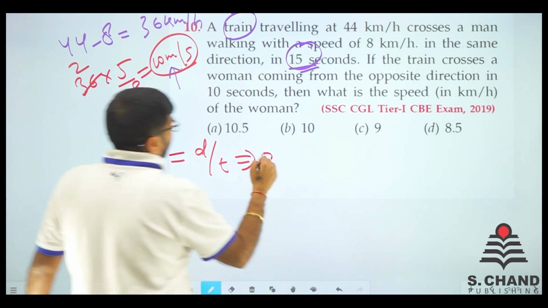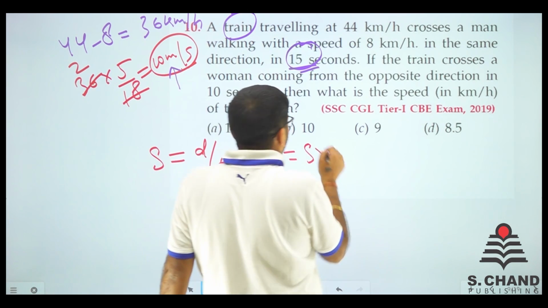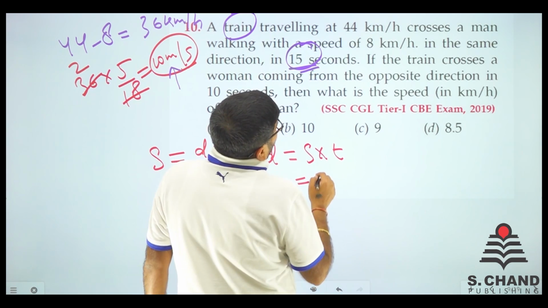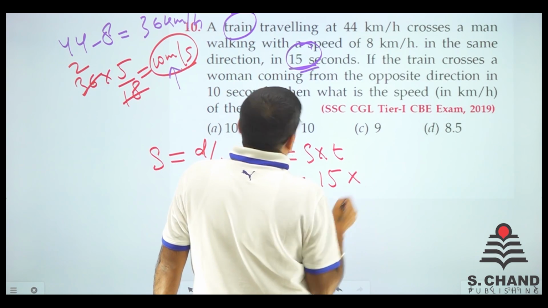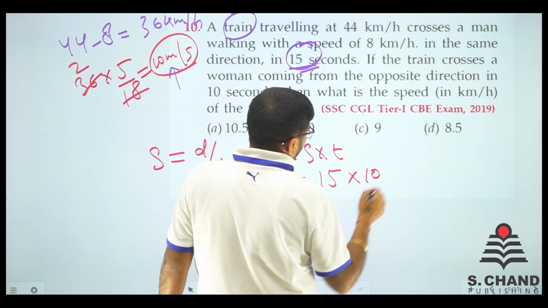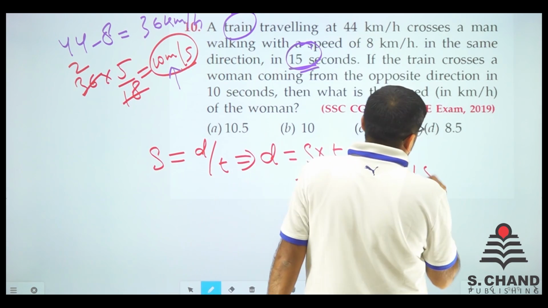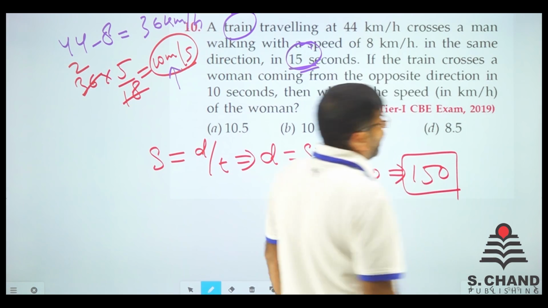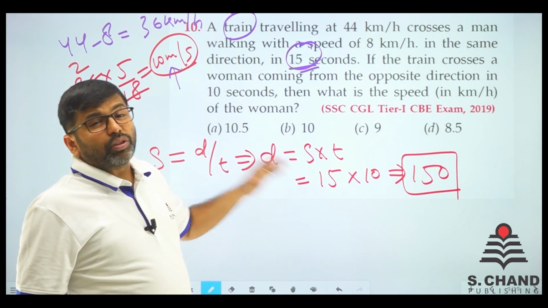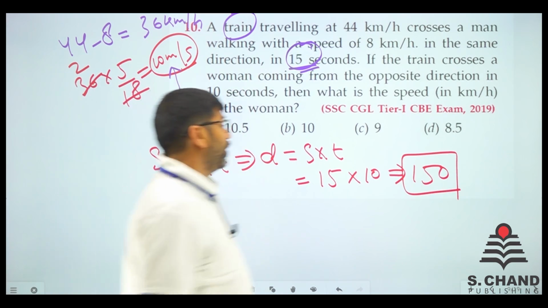So distance is equal to speed into time. What is the time? That is 15 seconds. And what is the speed? Like 10 meter per second. So finally the length of the train is 150 meter. Now the length of the train is 150 meter.